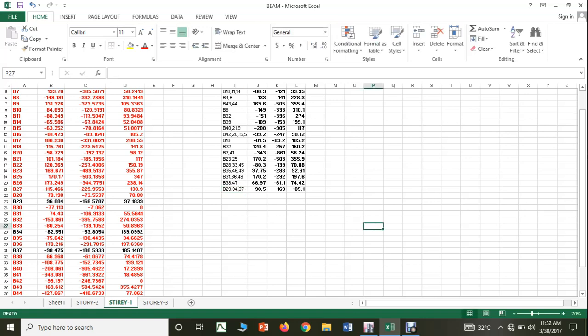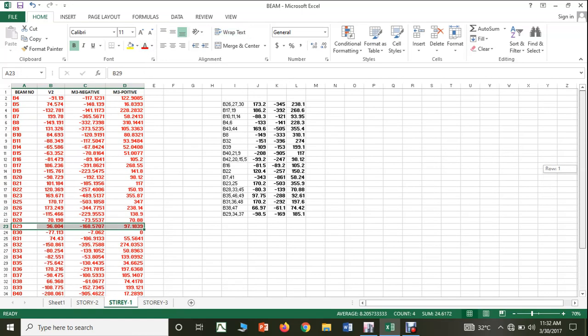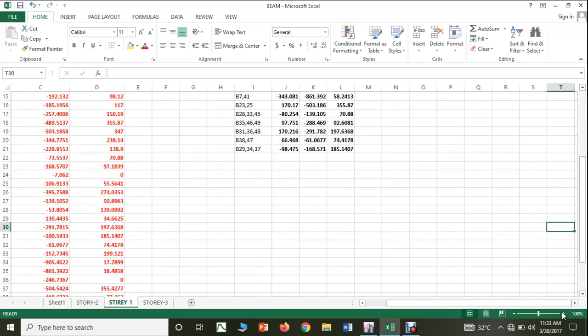So I hope we have completed all the beams. Okay, we will just make it red so that it will be very clear. You can see that all the beams have been grouped. Okay, so this is about the grouping of the beams in the first story.